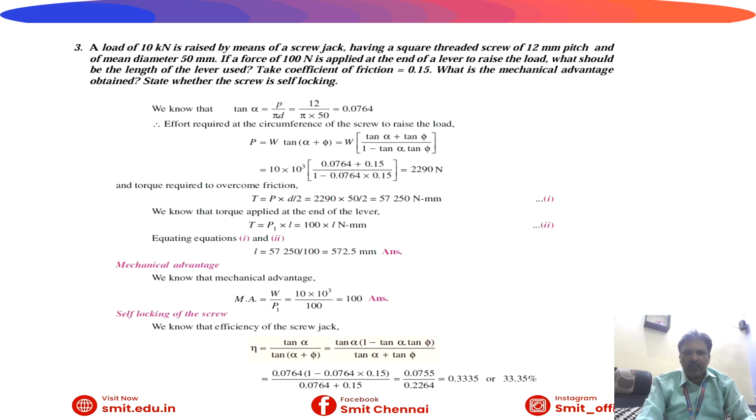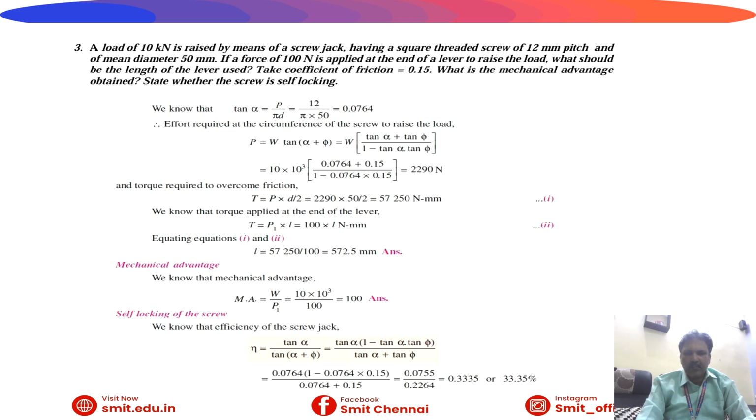So again, the tan alpha formula we are using. Effort required at the circumference of the pitch circle of the screw to raise the load means positive. We have used the positive formula, alpha plus phi. Then T equal to P into D by 2. That is the torque required to overcome friction. Then the torque applied at the end of the lever is P1 into L, how much effort we are giving. That is the formula we are utilizing. Then finally you are getting L equal to 572.5.